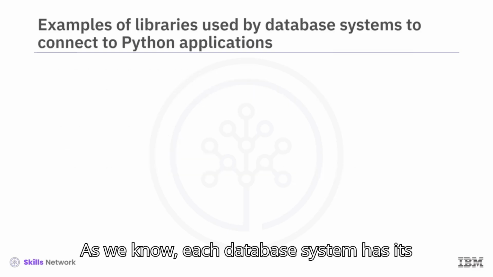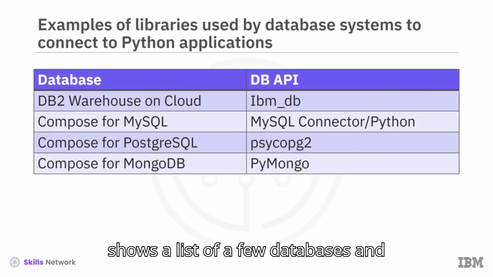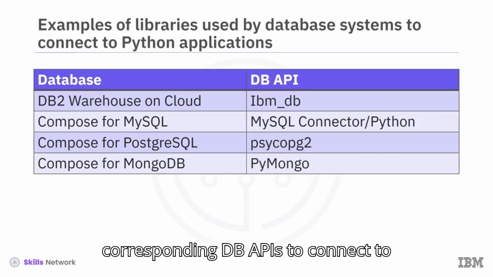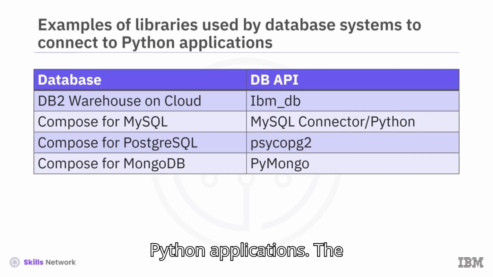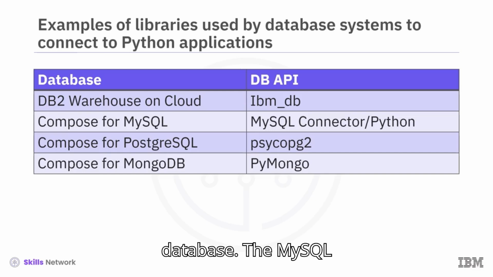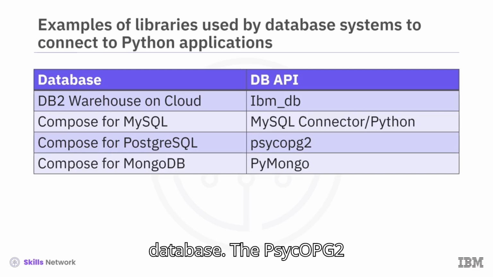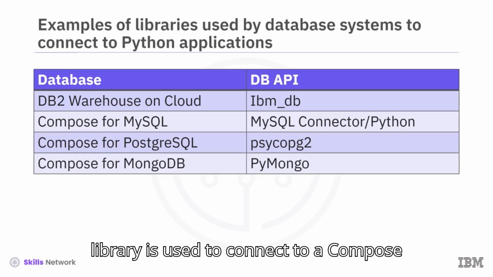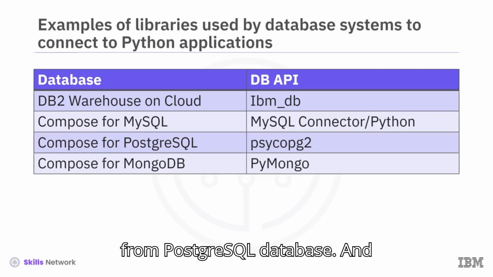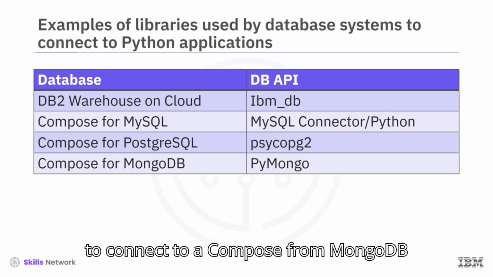As we know, each database system has its own library. As you can see, the table shows a list of a few databases and corresponding DB APIs to connect to Python applications. The IBM_DB library is used to connect to an IBM DB2 database. The MySQL connector Python library is used to connect to a Compose for MySQL database. The PsychoPG2 library is used to connect to a Compose for PostgreSQL database. And finally, the PyMongo library is used to connect to a Compose for MongoDB database.